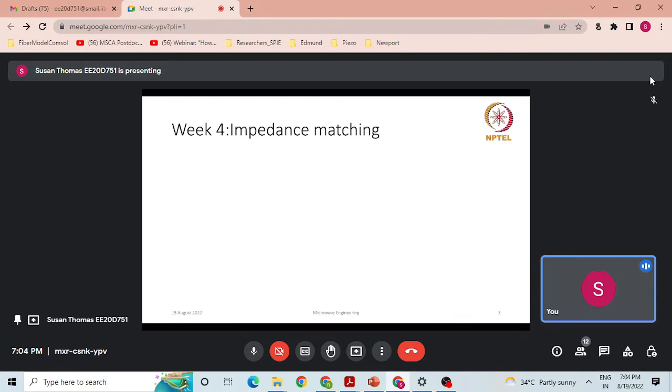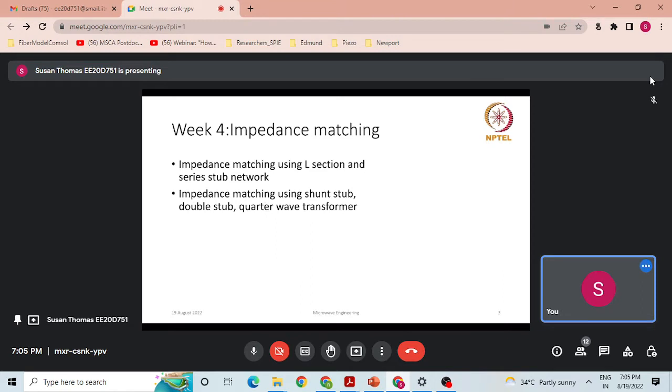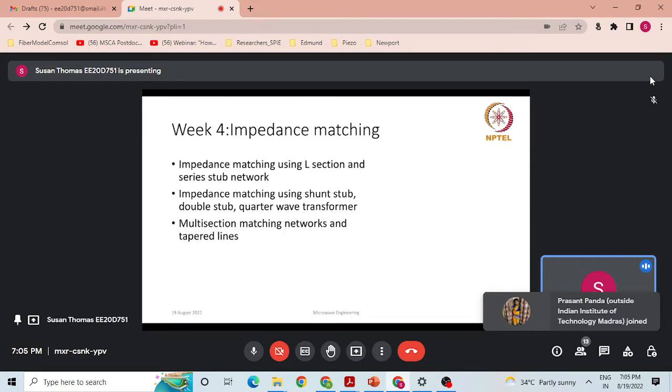So this week's syllabus covered impedance matching in microwave networks. The lectures had discussions on impedance matching using L section and series stub network. The second lecture was on impedance matching using shunt stub, double stub, and quarter wave transformer. And the third lecture was on multi-section matching networks and tapered lines. So these were the contents covered in week 4.